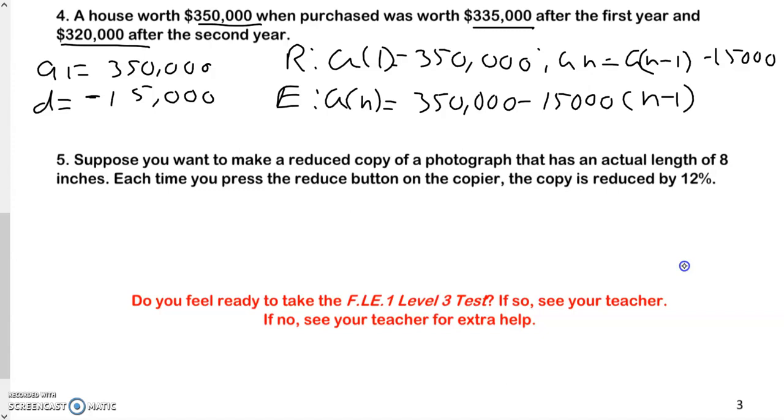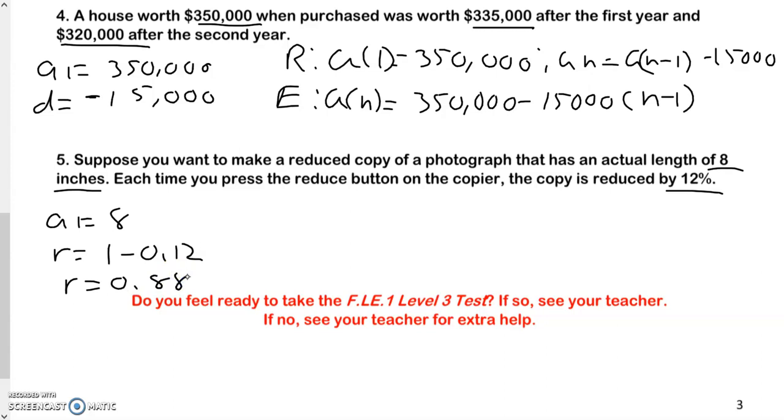Suppose you want to make a reduction copy of a photograph that has an actual length of 8 inches, and each time you press the reduce button on the copier, it is reduced 12%. So this one, we know a of 1 is 8, and our rate, this time we have to change that rate because we know it's a decay. So we're talking about reduce, it's a decay, and when you have a decay from our last unit, remember we had to go 1 minus 0.12, and so our rate would technically be 0.88.